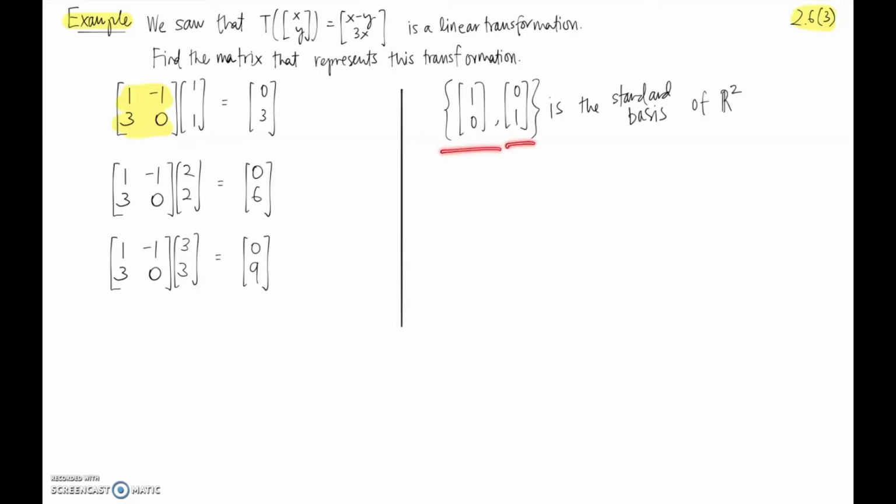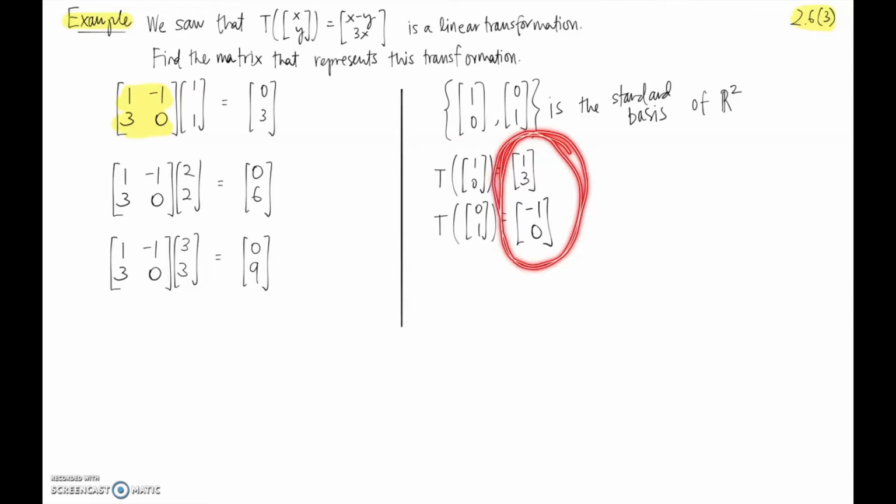So (1, 0) and (0, 1), those two vectors, this is the standard basis of R2. And just think about this formula for a minute. T(1, 0) will be 1 minus 0 is 1, and 3 times 1 is 3. And T of the other element in the standard basis, (0, 1), will be 0 minus y is negative 1, and 3 times x is 0. Okay, so you probably recognize something. These are actually the columns of this matrix that represents the linear transformation.